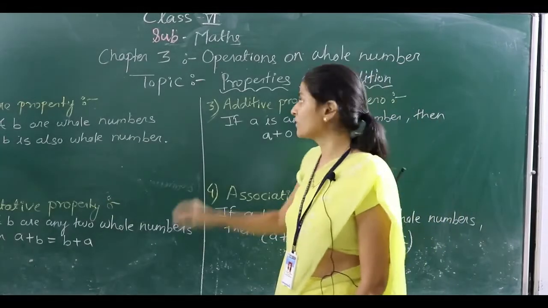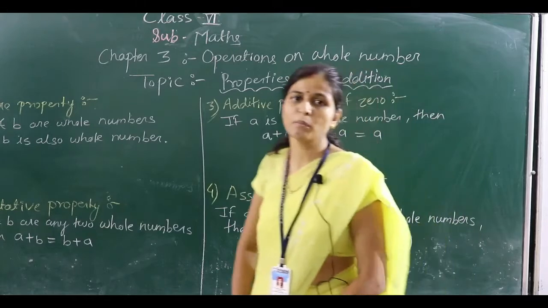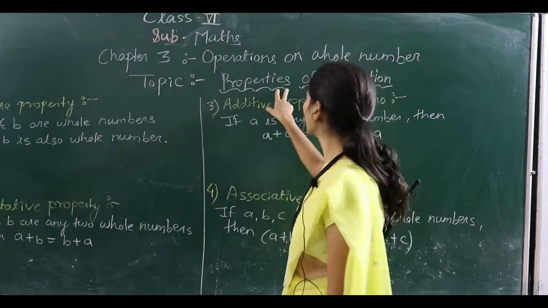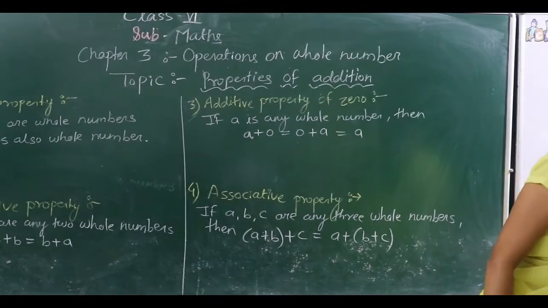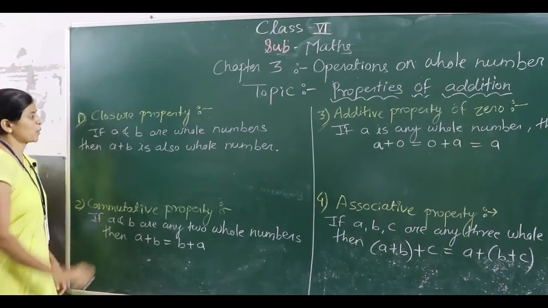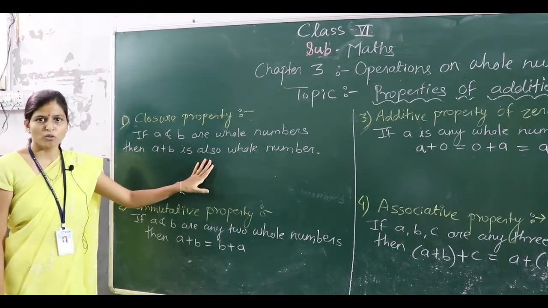So first we start with the properties of these operations. Today we are going to learn the properties of these operations on whole numbers. First we start with the properties of addition. First property, closure property. If A and B are whole numbers, then A plus B is also a whole number.